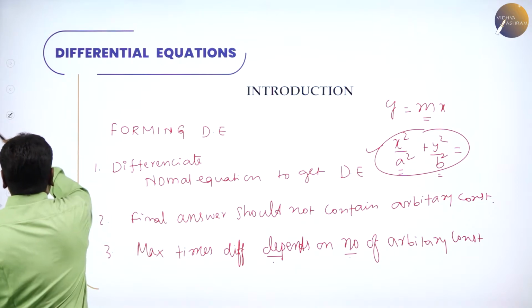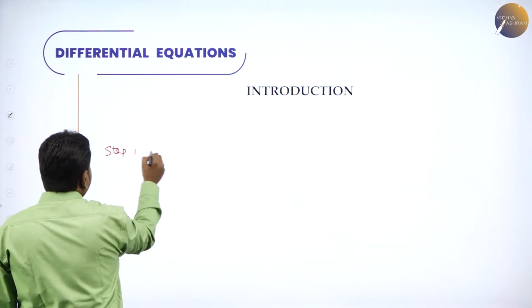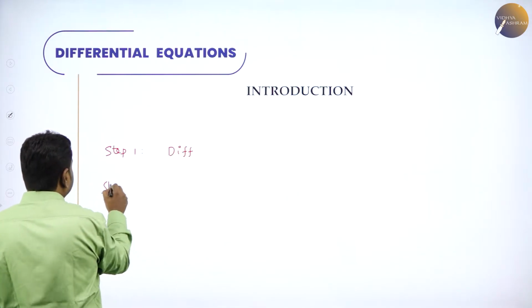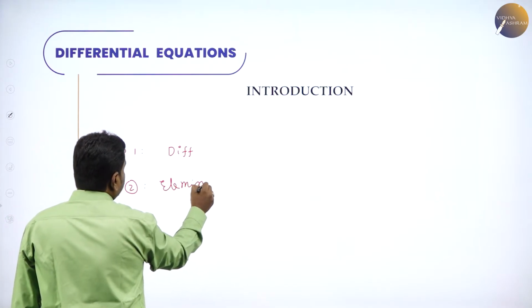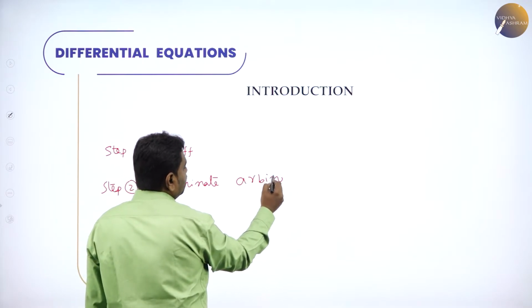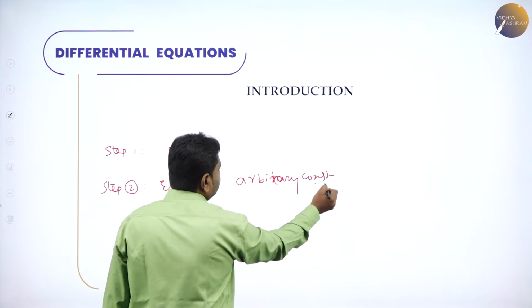So let me summarize how to form a differential equation. Step 1, differentiate. Step 2, eliminate the arbitrary constants. Arbitrary constant means what? Alphabetic constant. They'll mention which is an arbitrary constant there.